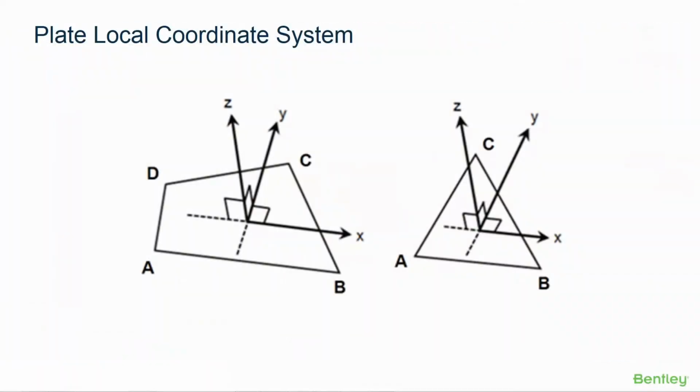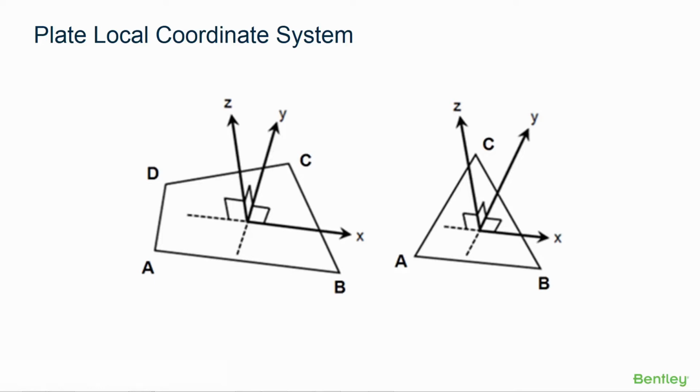We will start this video with a discussion on the plate local coordinate system. Plates in STAAD.Pro are defined by 3 or 4 corner nodes. This local coordinate system makes it possible to discuss the stresses on an individual plate element without having to resolve those stresses with respect to the global coordinate system. The locations of nodes A, B, C, and D are dependent solely upon the order for which they are selected when defining the plate element.